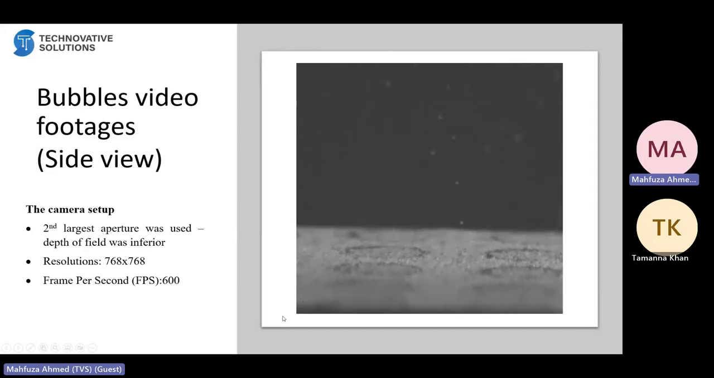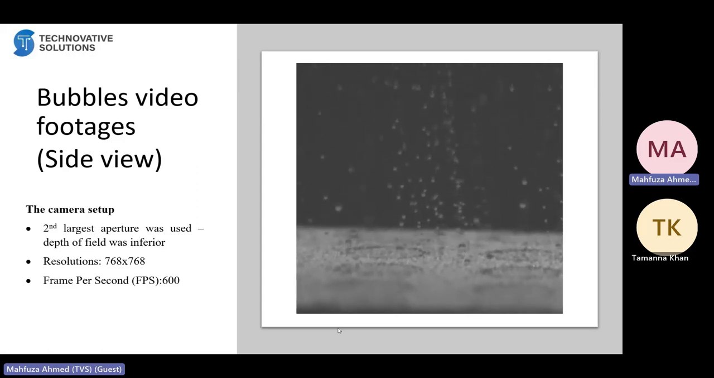So this is the bubble video footage which was captured from the side view setup. And let's play the video. And we see that the bubbles are not at all prominent as they were seen during the top view experiment, or the top view video I just showed you before.